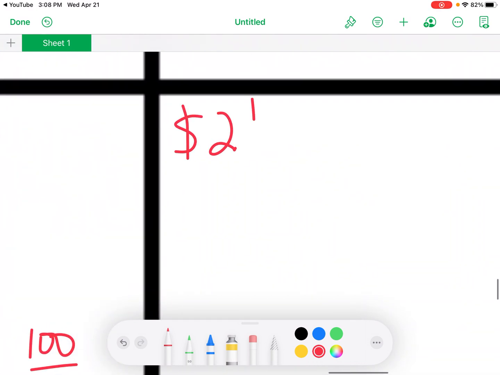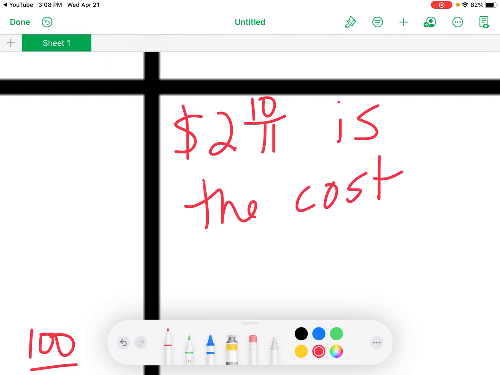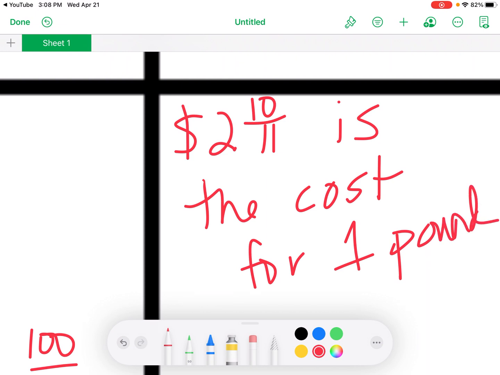So $2.10. I would have to have a calculator for that. Is the cost for 1 pound. I wouldn't have to have a calculator, but I would have to do long division, and I don't want to do that right now. So $2.10 is the cost per pound.